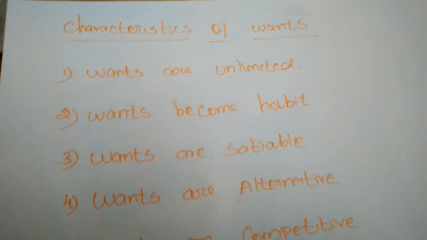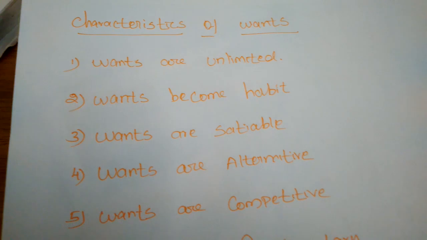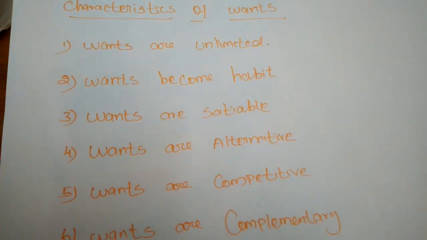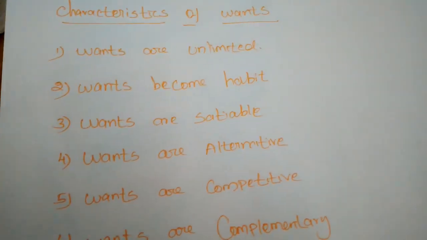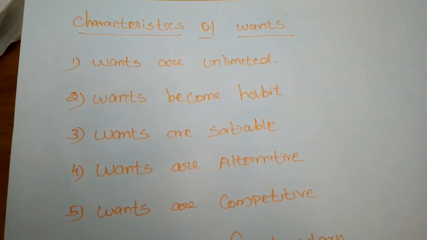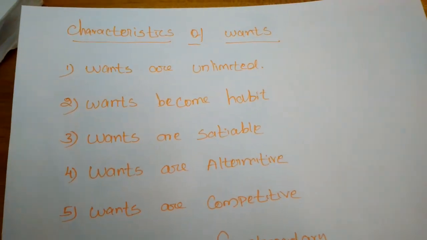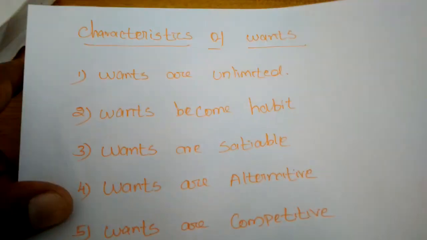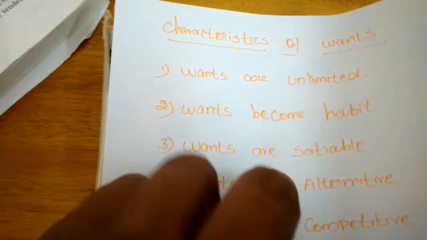Okay students, it's enough I think. So just study about the production possibility curve and the uses of the production possibility curve and the characteristics of wants. Just touch the last lesson.